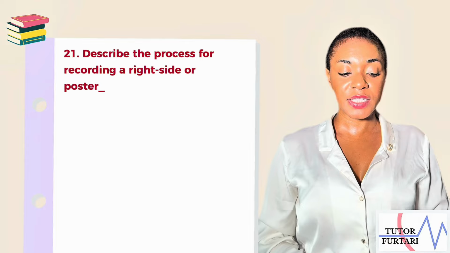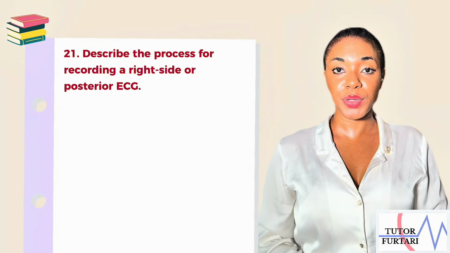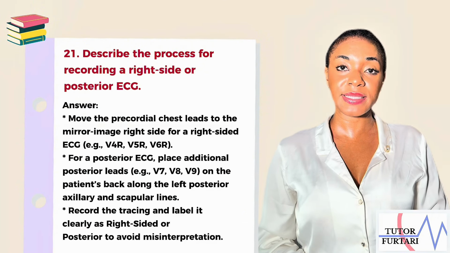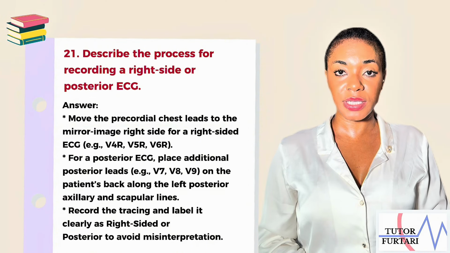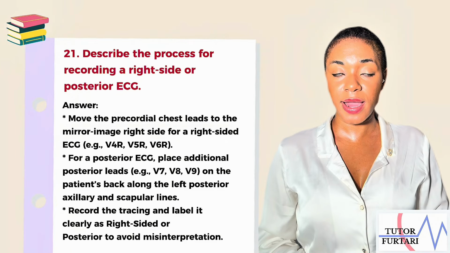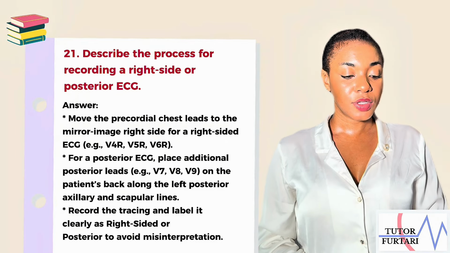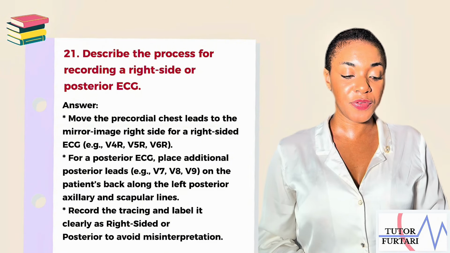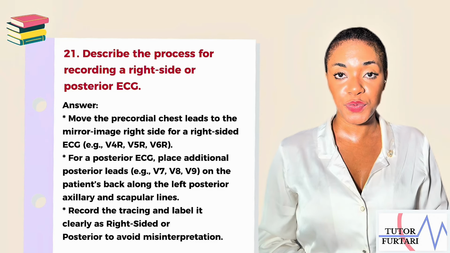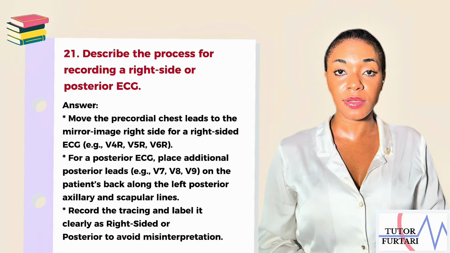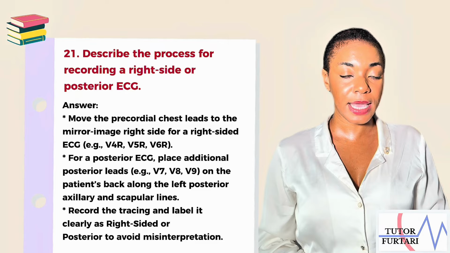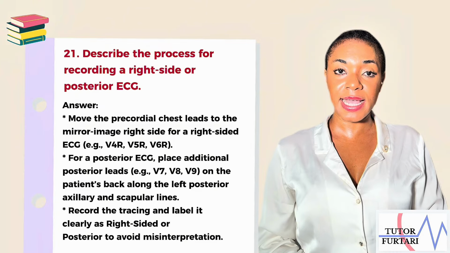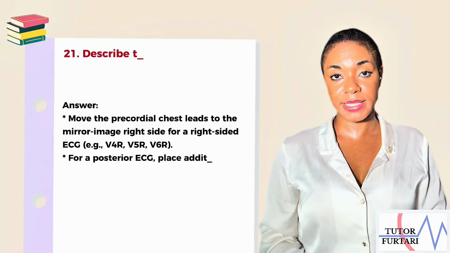21. Describe the process for recording a right-sided or posterior ECG. 1. You move the precordial chest leads to the mirror image right side for a right-sided ECG, e.g. V4R, V5R, and V6R. 2. For a posterior ECG, place additional posterior leads V7 to V9 on the patient's back along the left posterior axillary and scapular line. Record the tracing and label it clearly as right-sided or posterior to avoid misinterpretation.